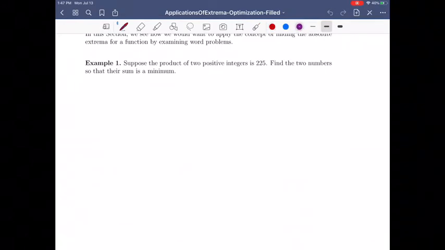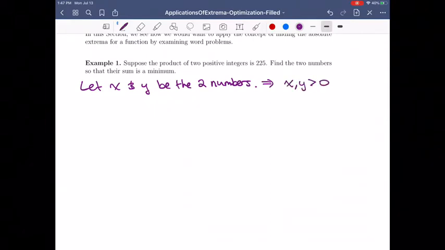So the hardest part about these types of problems is to make the equations that you need. That's why I tried to start off with something kind of basic. So I don't know what my numbers are, so what I want to do is give them letter names. Okay, so let's let x and y be the two numbers. We know that they're positive integers, so we know x and y are bigger than 0 and integers.